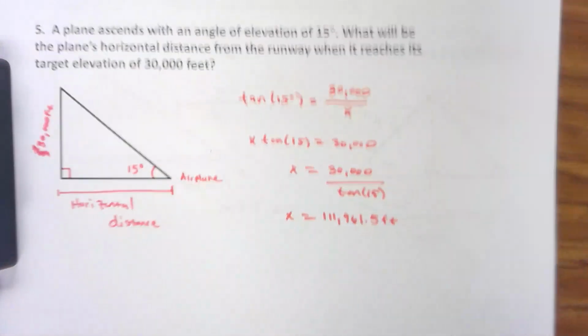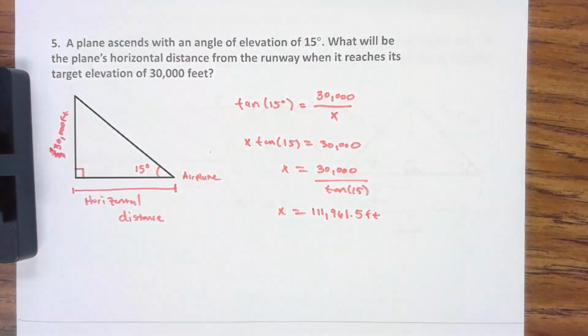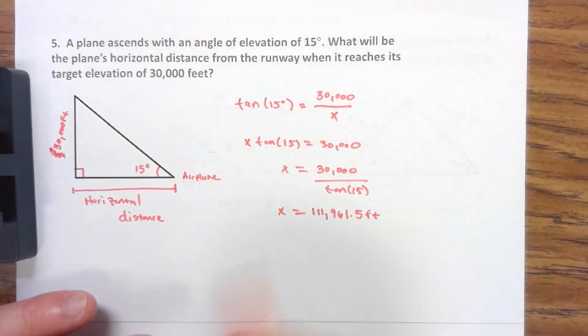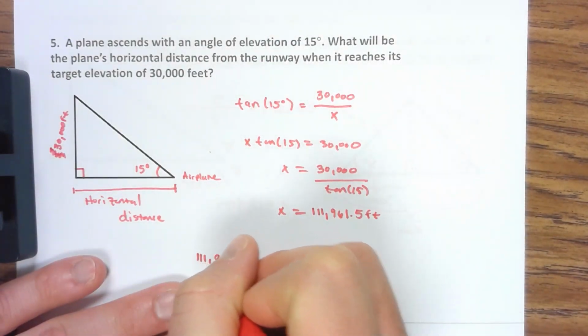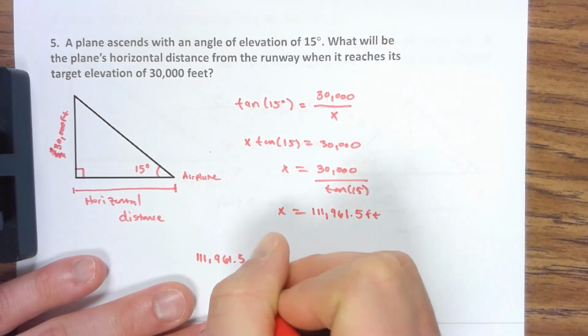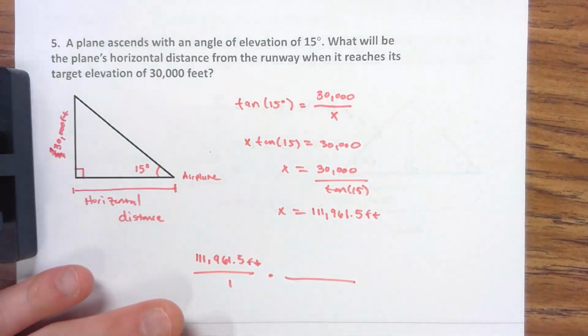And while we're at it, let's just do a unit conversion. I don't think we'll have to do this on Math Excel, but this is a good reminder of how we did those unit conversions. Remember, we did that with the rotational amounts, the angular speed and linear speed. So let's figure out how many miles this is. We're going to take the amount of feet, 111,961.5 feet, and convert this into miles.